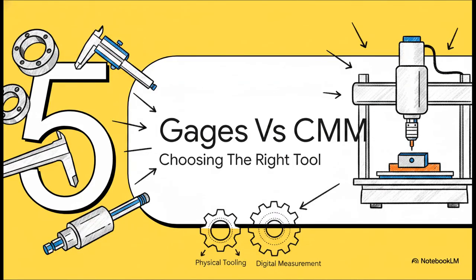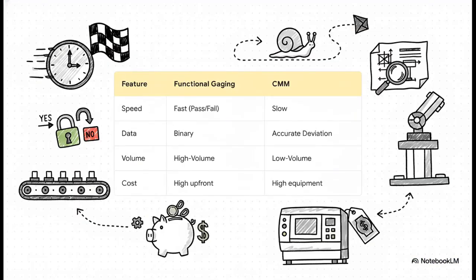Part 5. Functional gauges versus CMM, choosing the right inspection tool. Now, you might be wondering, with all this talk about physical tooling, why not just throw everything on a coordinate measuring machine, a CMM, and call it a day? Well, this breakdown brilliantly illustrates where each method shines. Functional gauging is lightning fast, but gives you zero quantified data. It just says, yep, it fits, or nope, it doesn't.